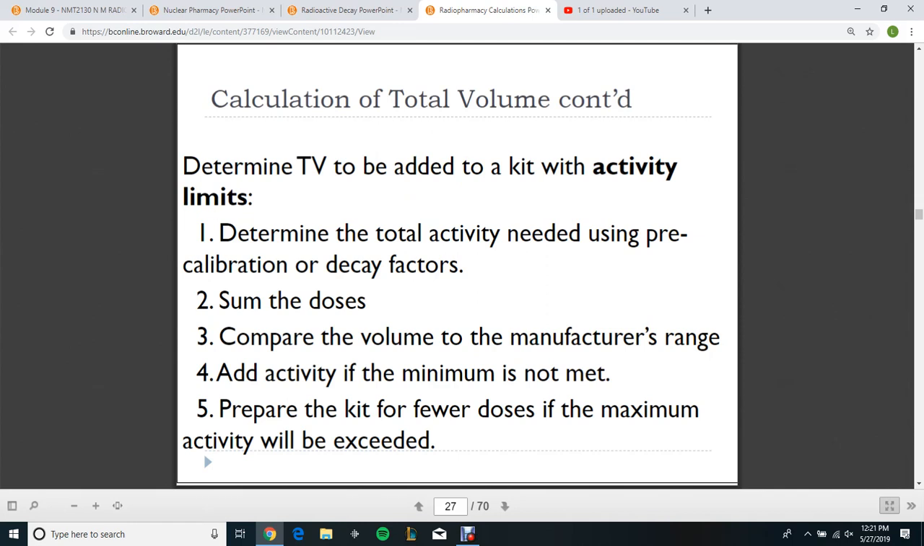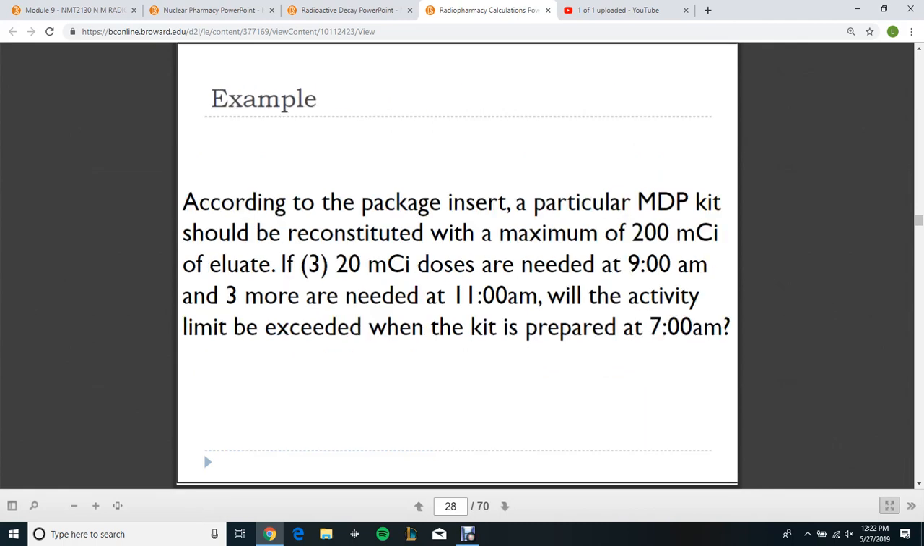To calculate the total volume, continued. Determine the total volume to be added to a kit with activity limits. Determine the total activity needed using pre-calibration or decay factors. Sum the doses, compare the volume to the manufacturer's range, add activity if the minimum is not met. Prepare the kit for fewer doses if the maximum activity will be exceeded.